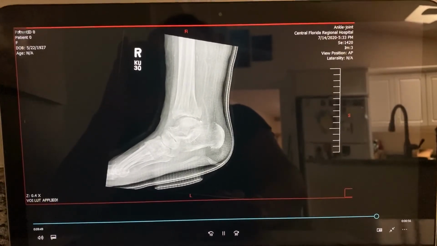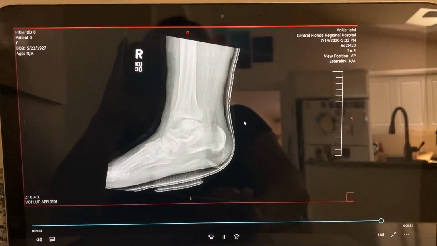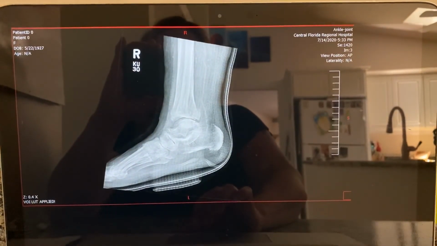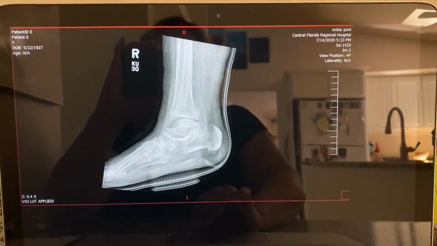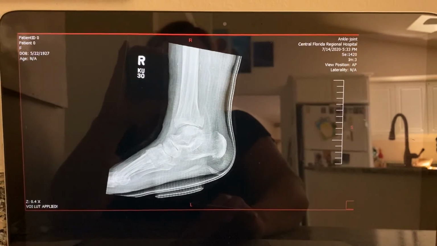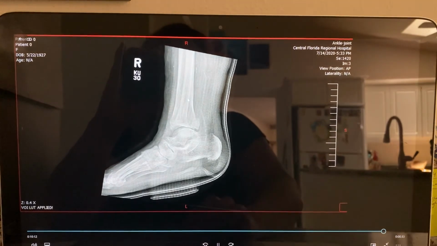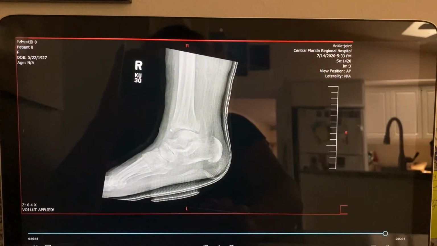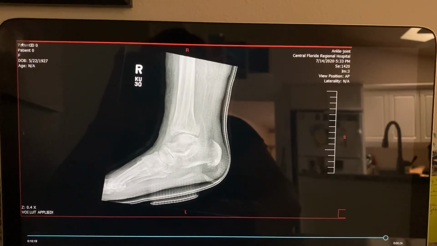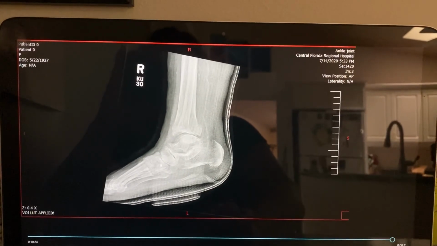Radiation safety was achieved by the use of the AEC to terminate exposure at satisfactory penetration levels, collimation evident, students and techs were positioned behind lead barrier wall, and no retake images were taken. Anatomy seen here is the fibula superimposed over the tibia, the talus, the calcaneus, the navicular, and the base of the fifth metatarsal.